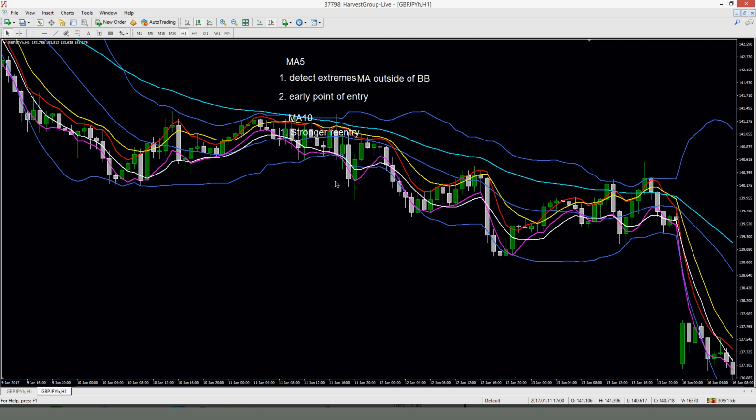So we talked about candlestick formation, we talked about the Bollinger band, we talked about the moving averages, MA5, 10, and MA50. So before we move on to signals and setups, are there any questions with regard to this?